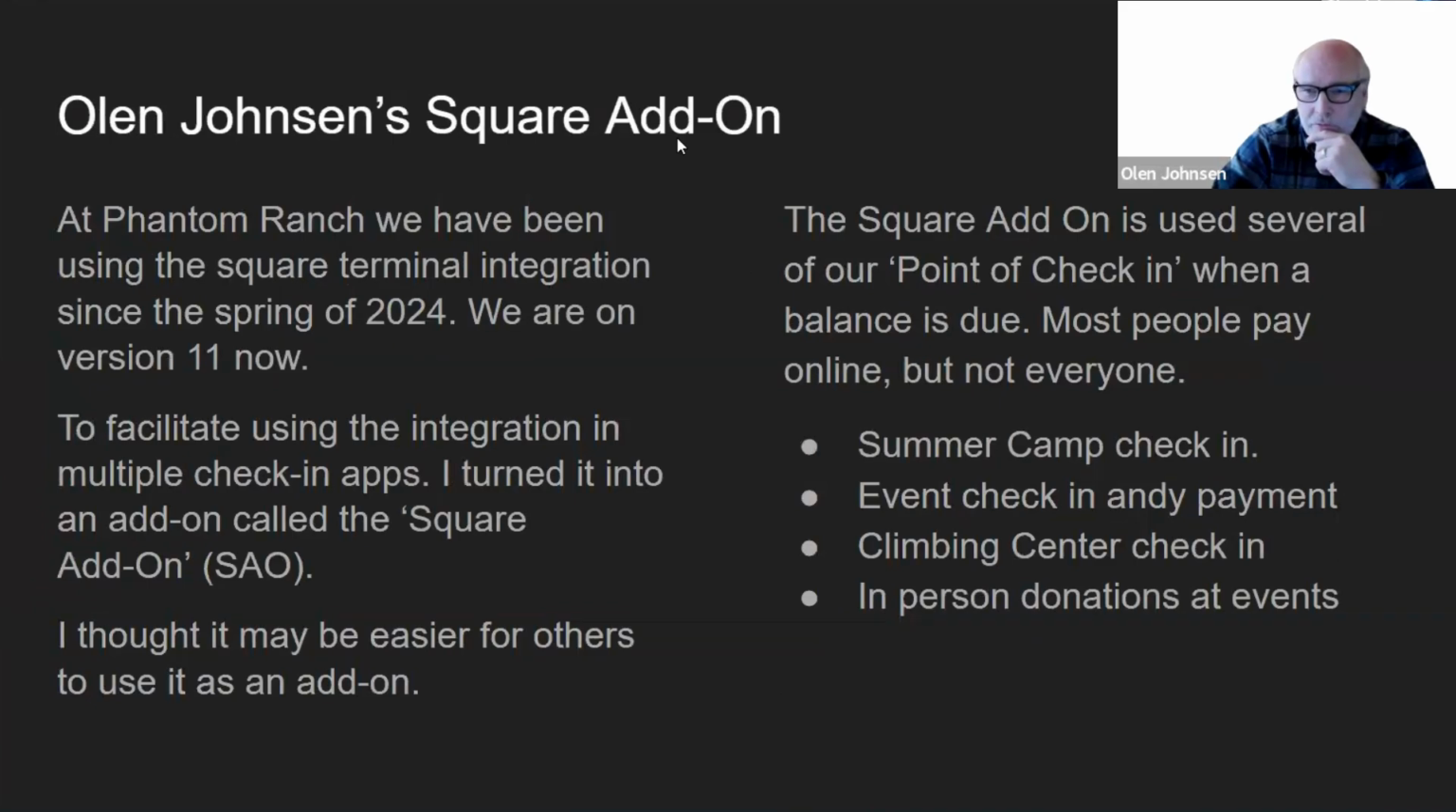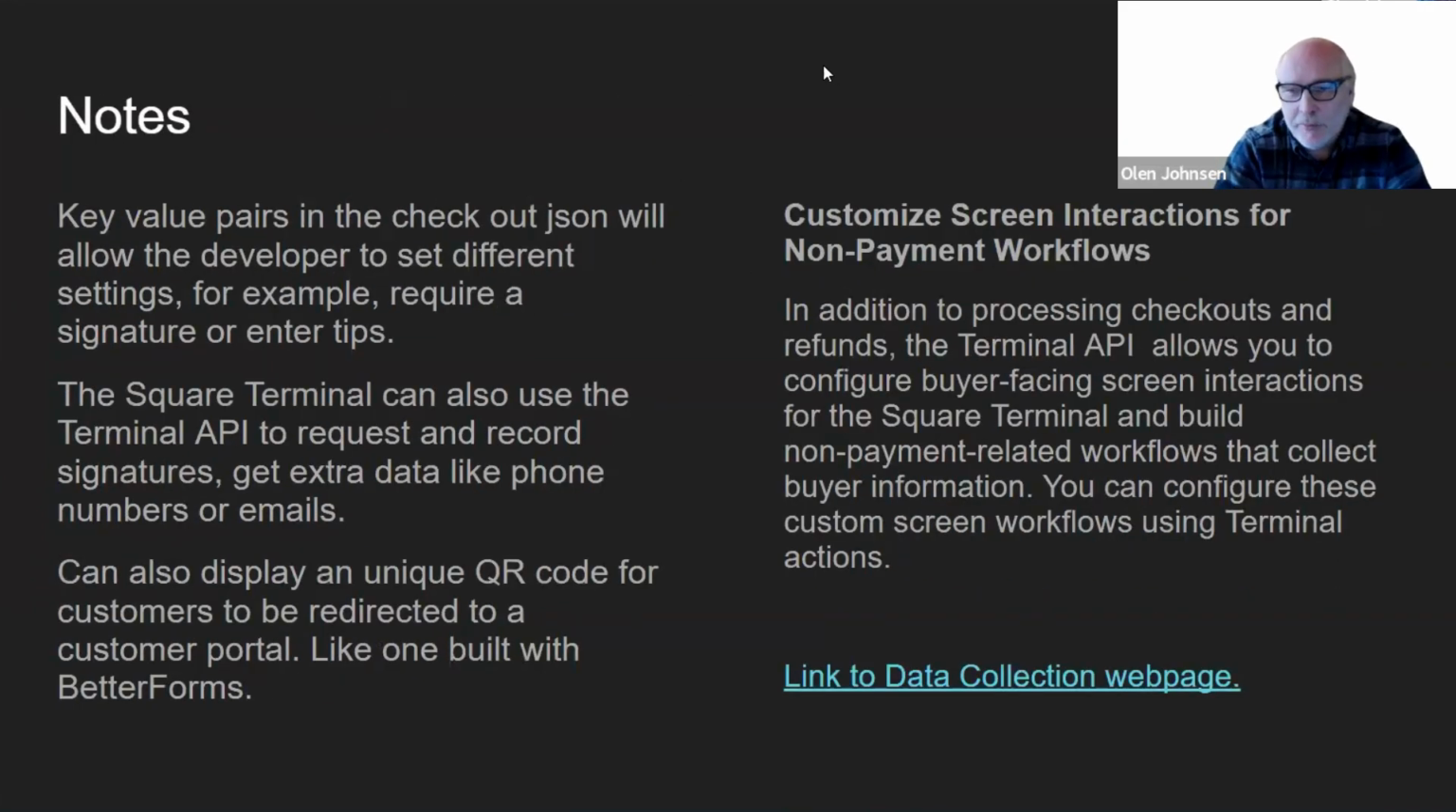So a couple of notes. Key value pairs in the checkout JSON will allow the developer to set different settings. For example, you could require a signature or enter tips. The Square terminal can also use the terminal API to request and record signatures, get extra data like phone numbers or emails. It can also display a unique QR code for customers to be redirected to a customer portal, like one you might build with Better Forms. And that's called customized screen interactions for non-payment workflows.